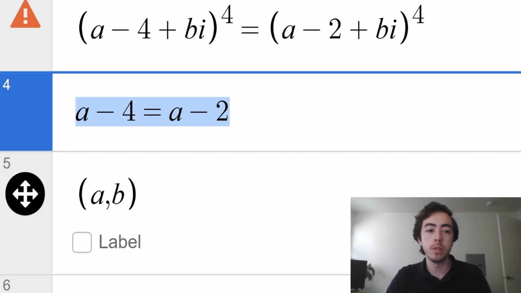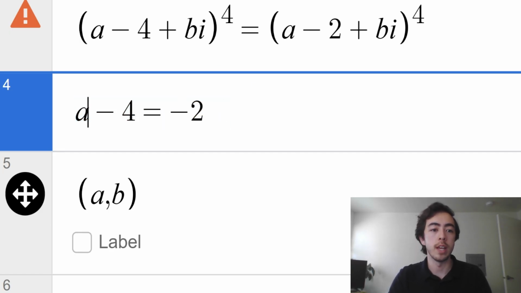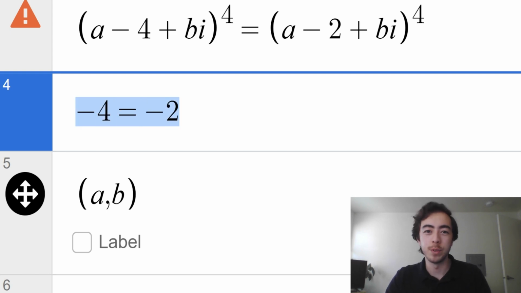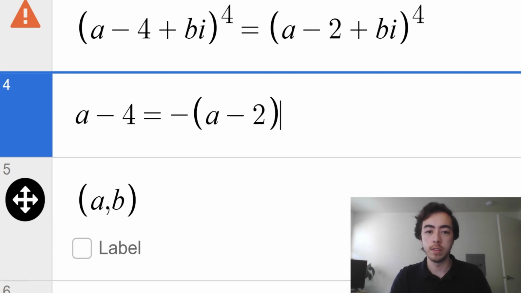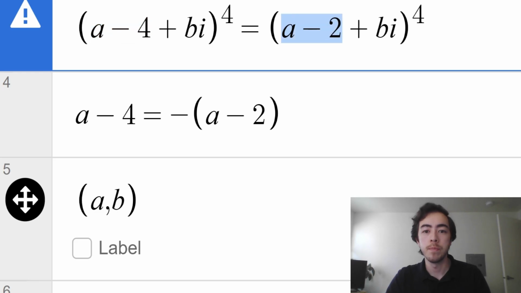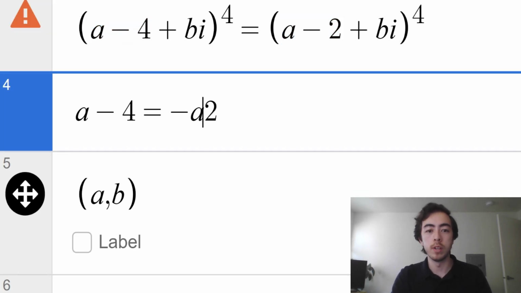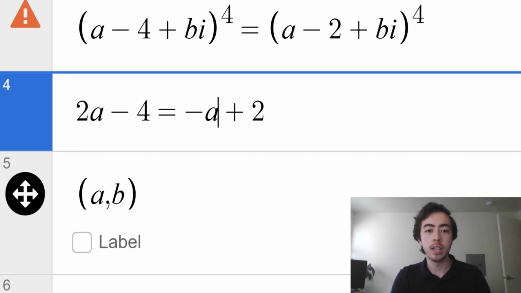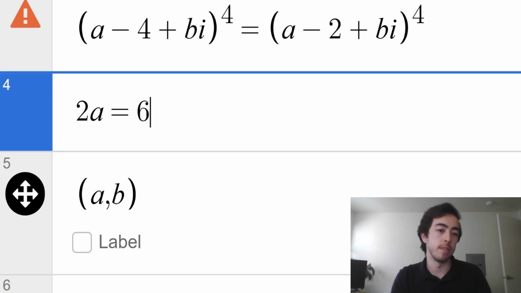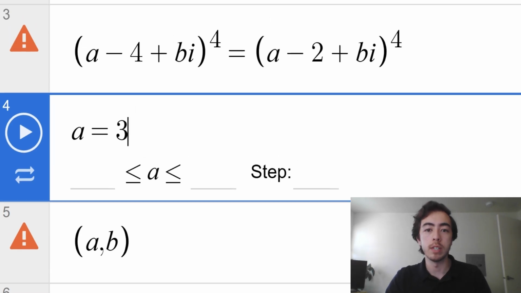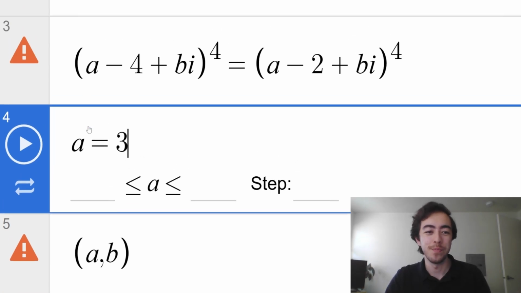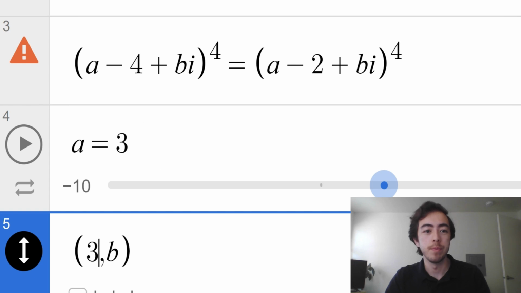So assuming that they're equal is a little nonsensical, because once we subtract a from both sides, we get negative 4 equals negative 2, and that's just not true. So the only other case that we could check is if the real component has kind of opposites here and here. And we could solve for a by like maybe distributing that negative, adding that a to the other side, and then adding this 4 to the other side, and I guess dividing by 2. That just shows that a has to be 3 for this problem to even have a hope of having a solution.